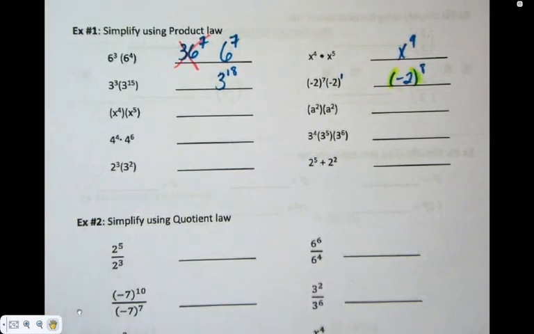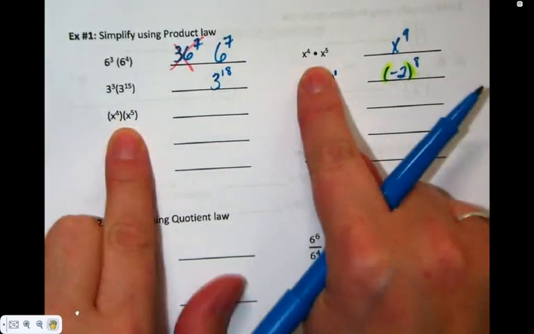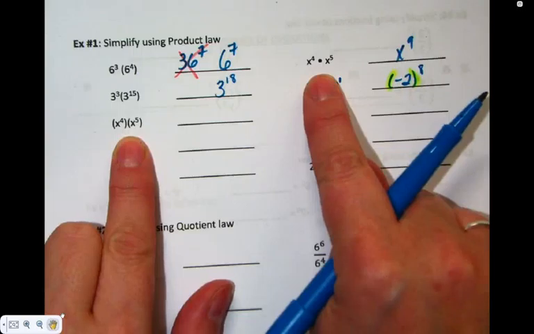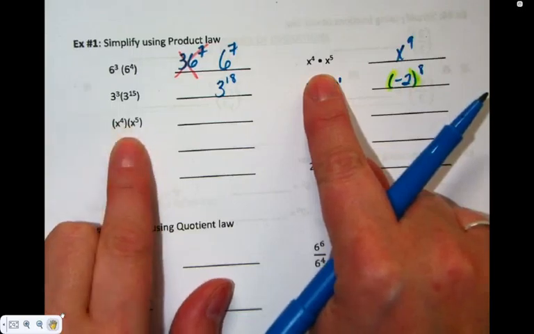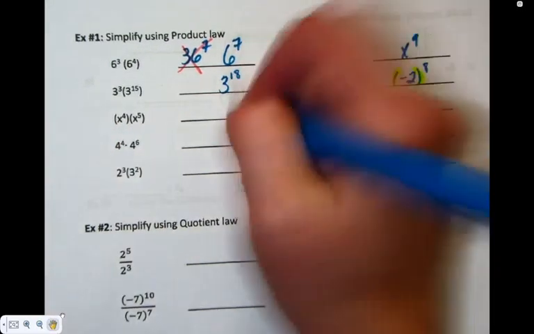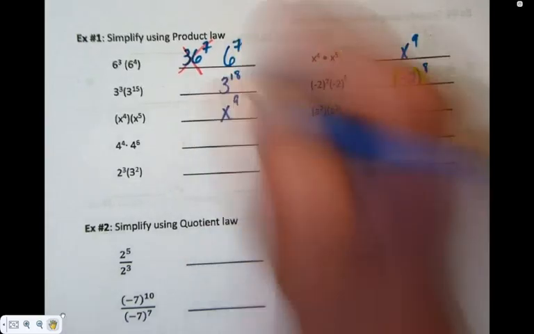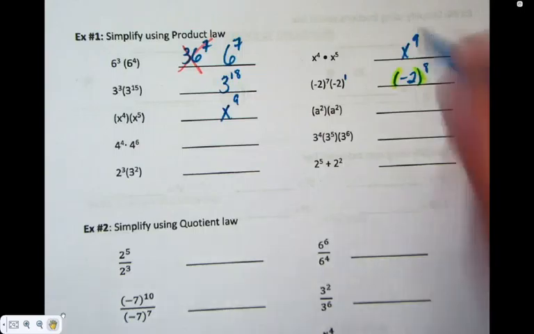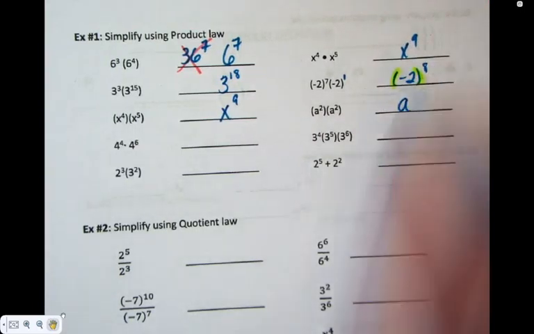X to the 4 times x to the 5. Take a look at this one and take a look at this one. It looks different. I've written it different, but does it mean anything different? No, I don't care if there's brackets. I don't care if there's a dot. This is going to be x to the 9. A squared times A squared is A to the 4.